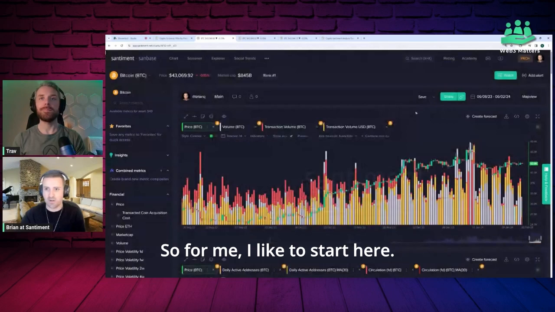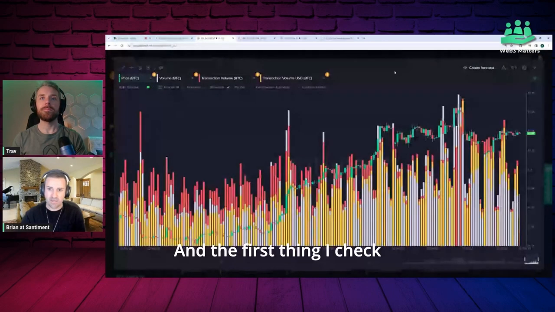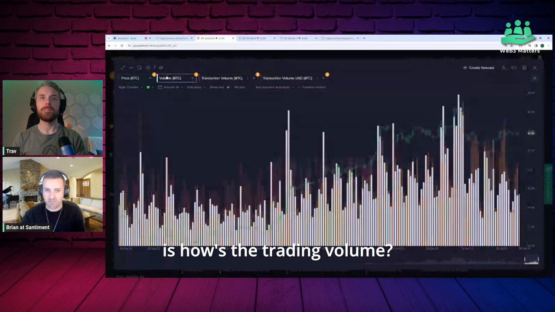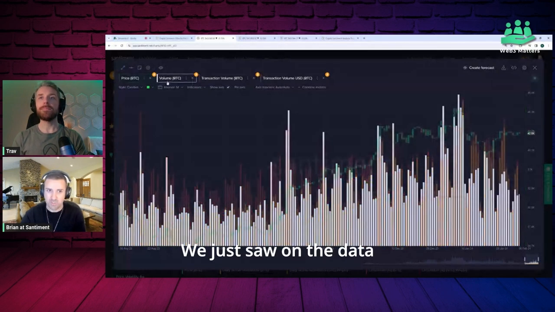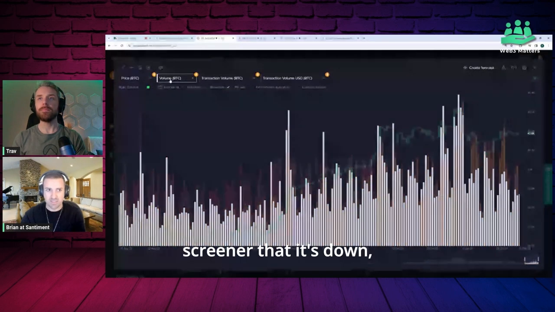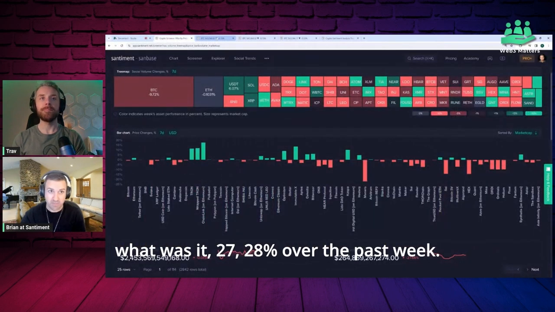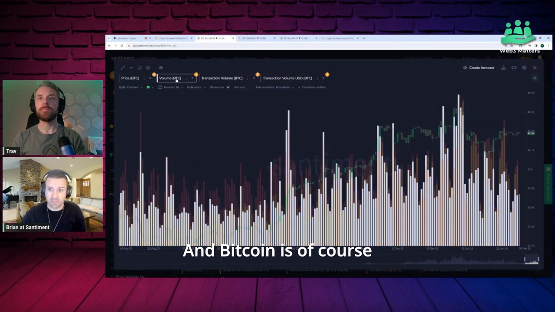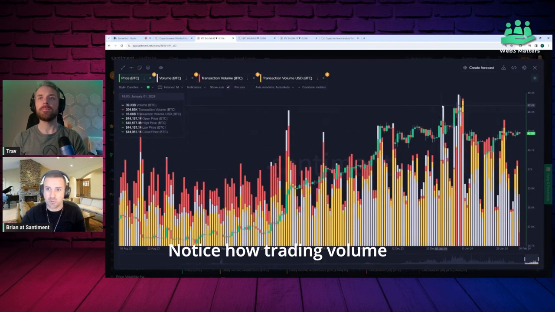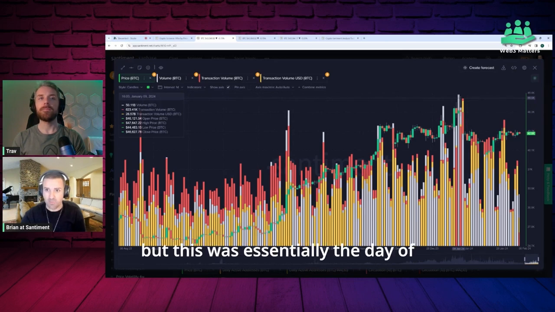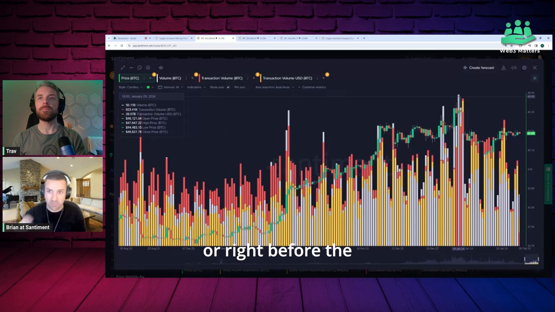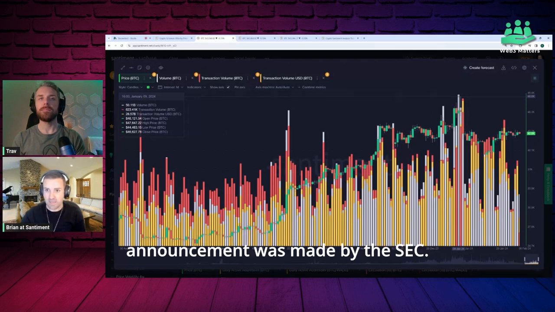So for me, I like to start here. This is my main template. And the first thing I check is how's the trading volume? And if I look at it right now, it's pretty mediocre. We just saw on the data screener that it's down, what was it, 27, 28% over the past week. And Bitcoin is, of course, going to be the biggest contributor to that fall. So I'm not surprised to see the trading volume is down. Notice how trading volume really peaked right here on January 9th. I mean, we're looking zoomed out, but this was essentially the day of or right before the announcement was made by the SEC.